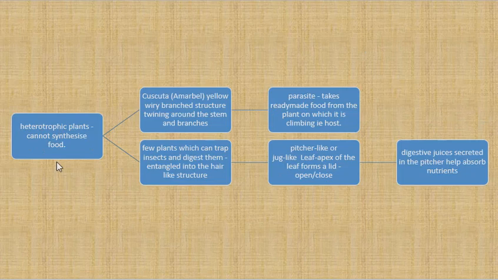Heterotrophic plants. Some plants cannot make their own food. You have heterotrophic plants. Heterotroph means what? Eat food prepared by others. One example is what? Cuscuta. Cuscuta, what it does, it's a yellow wiry branched structure twining around the stem and branches. You would have seen in big trees, you have this yellow wiry structure around the stem and branches. They don't make their own food. They are heterotrophic. They eat food prepared by others.